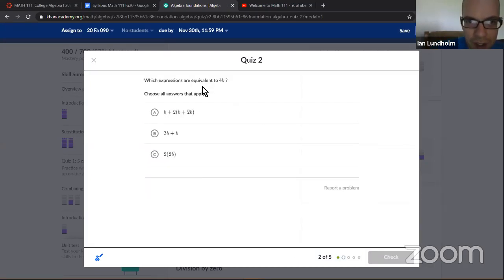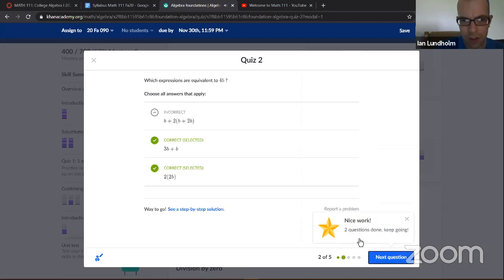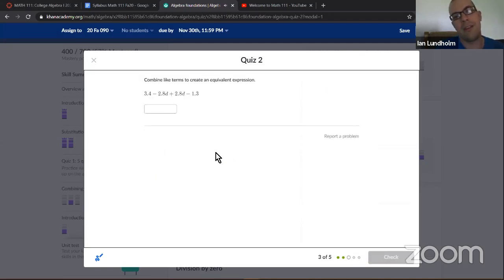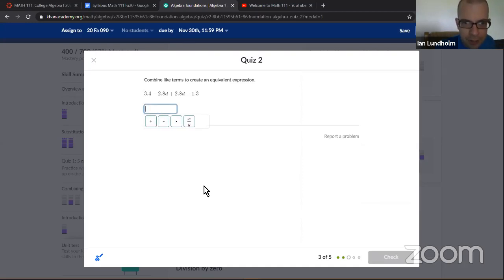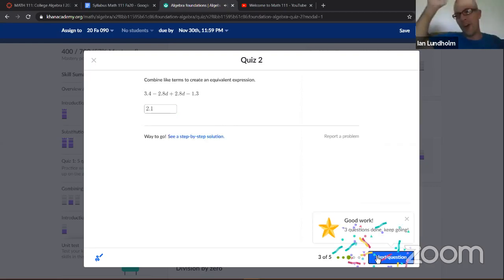Let's keep going. Which are equivalent? Definitely equivalent. No, that's too much. Yes. Those cancel. 3.4 minus 1.3. We can do this. 2.1. Yes.